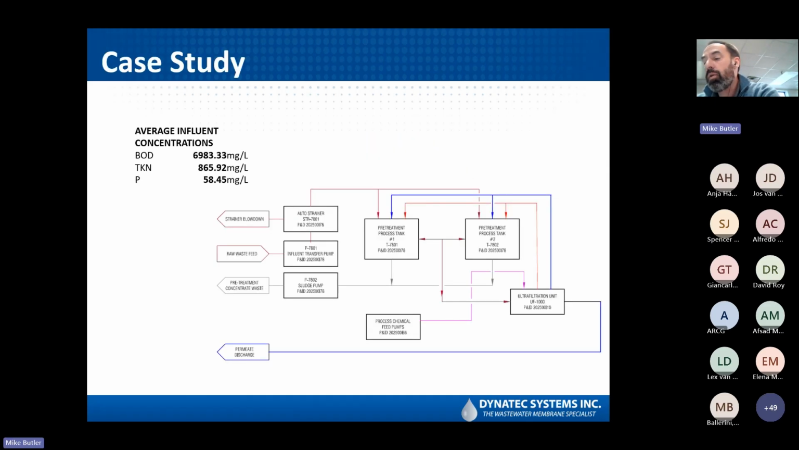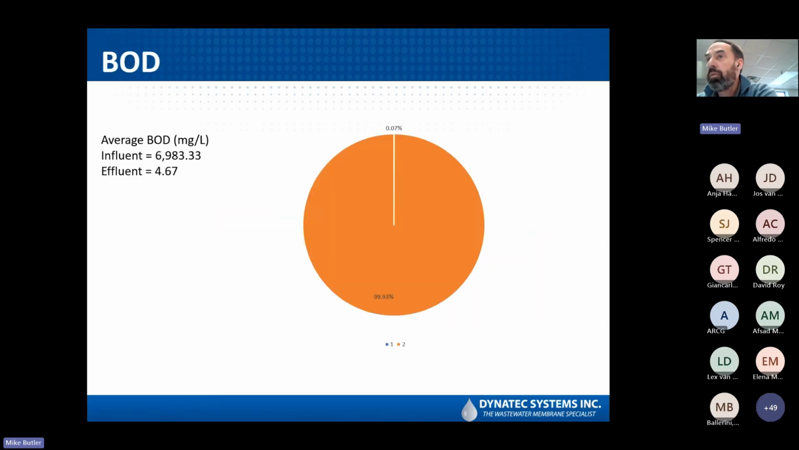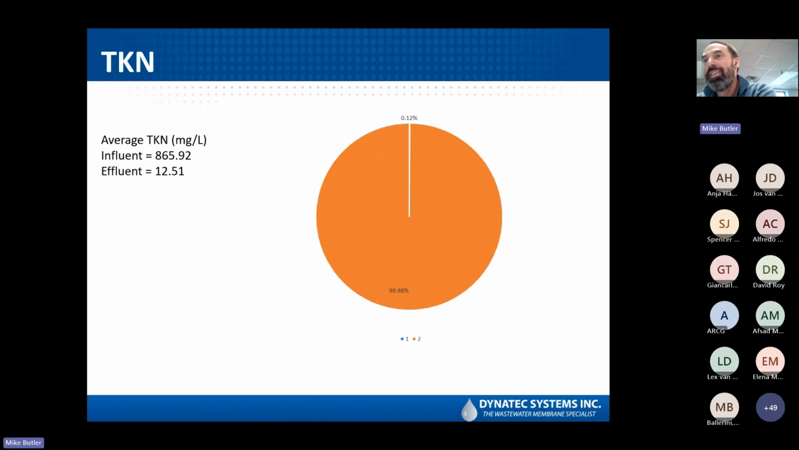And so here the goal was BOD, TKN, and phosphorus removal. Those were the three parameters that were important to this customer. And the UF alone, without any biological treatment, without any chemistry added, is very, very effective at reducing all three of those parameters. So first, for BOD, the average influent at this plant was almost 7,000. The average effluent was less than 5 milligrams per liter. So it was a 99.93% removal rate, which is pretty good.